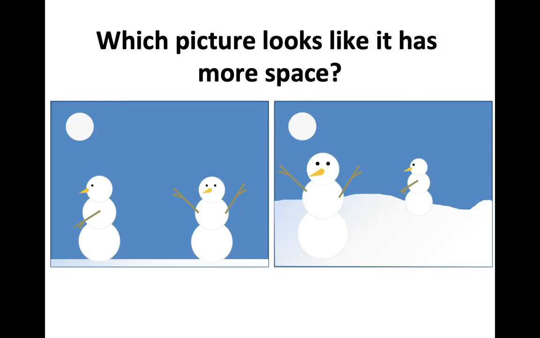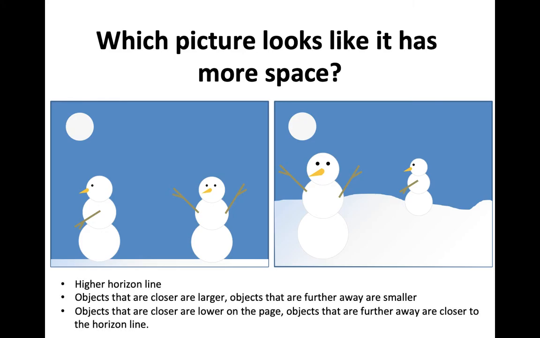Which picture looks like it has more space? The one on the right. What makes it look that way? A higher horizon line. Objects that are closer are larger. Objects that are further away are smaller. Objects that are closer are lower on the page. Objects that are farther away are closer to the horizon line.